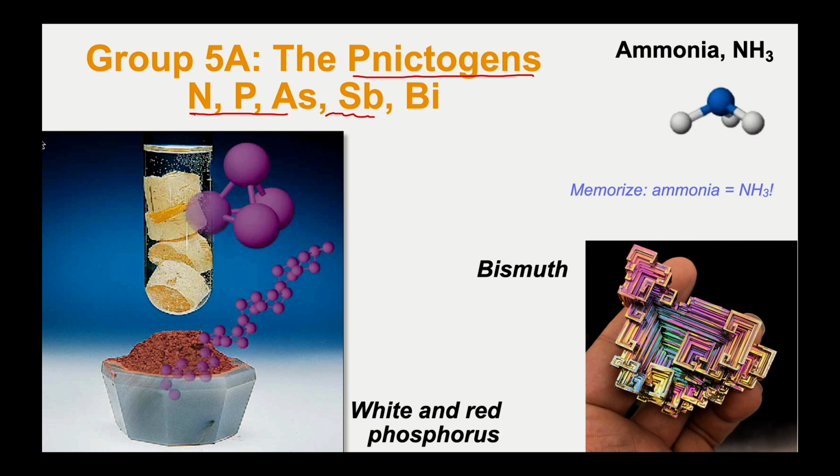Bismuth, on the other hand, is a true metal, and it's a really cool metal. If you've ever seen a piece of bismuth, it's got this wild kind of refraction pattern, looks like rainbows on it. It's really, really neat. So bismuth is quite a bit different from its neighbors above it, which is kind of interesting. Ammonia is a really important part of nitrogen's family. Ammonia is also used in fertilizers and for a whole bunch of different things.